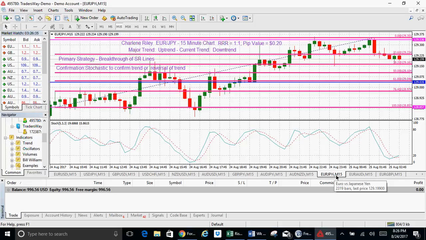Flipping back over to the Euro JPY, I see that there hasn't been a lot of movement. The stochastic oscillator is indicating a reversal back to the uptrend, but the stochastic is still at 20, so I wouldn't enter into the trade before the stochastic gets to 50, a minimum of 50.